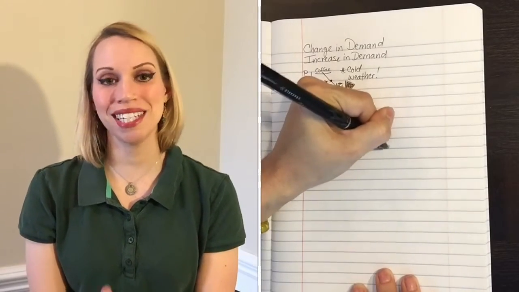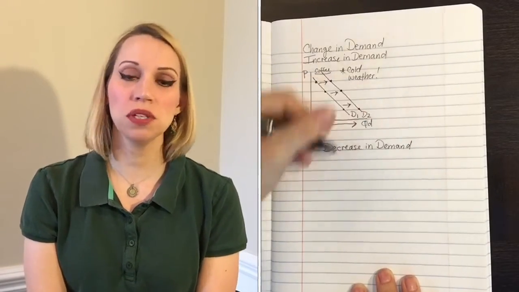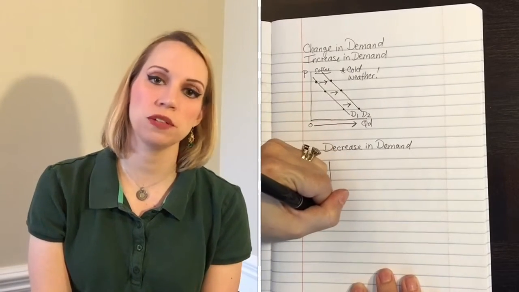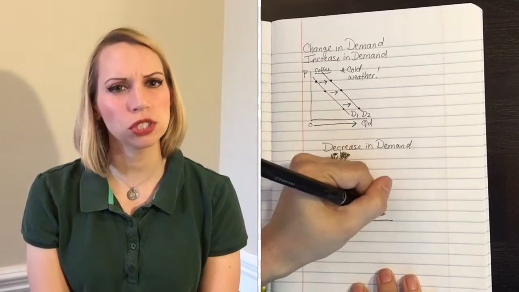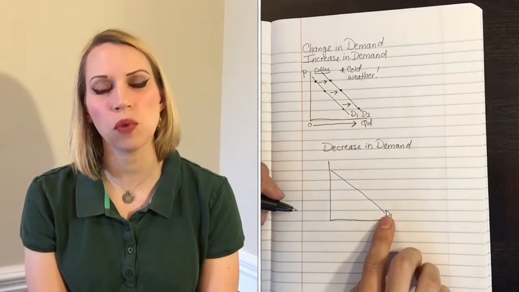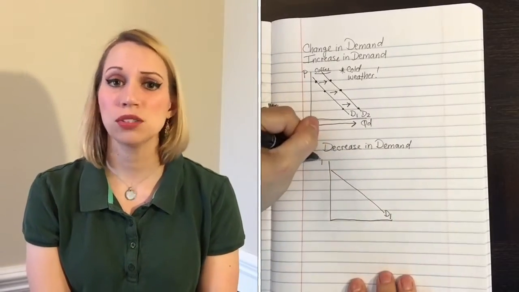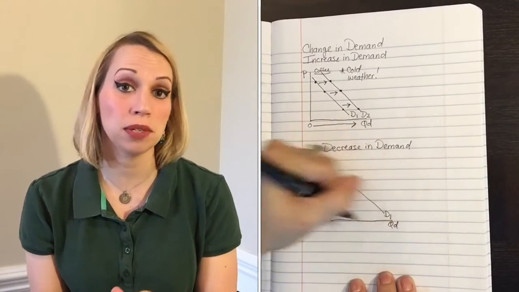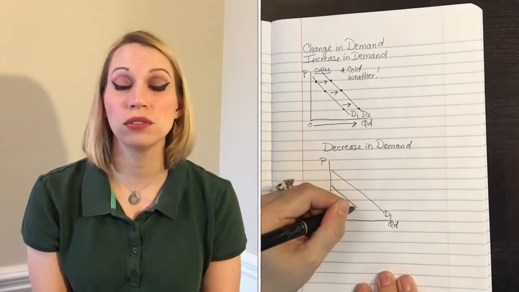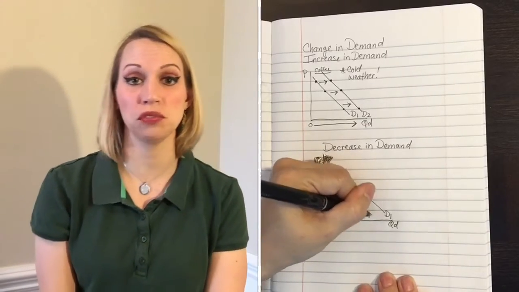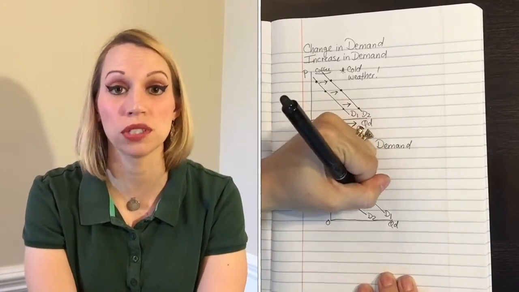Now, if we want to show a decrease in demand, instead of shifting the demand curve to the right, we're going to shift it to the left, horizontally. And make sure you're drawing your arrows to show which way your demand curves are going. It's really important to label your demand curve D1 and D2 and to show arrows that show how your curve moved horizontally, either to the right or to the left.